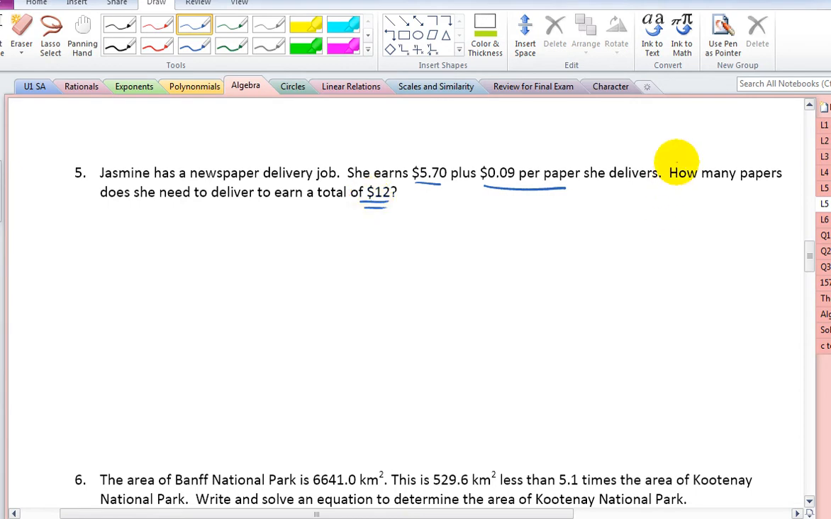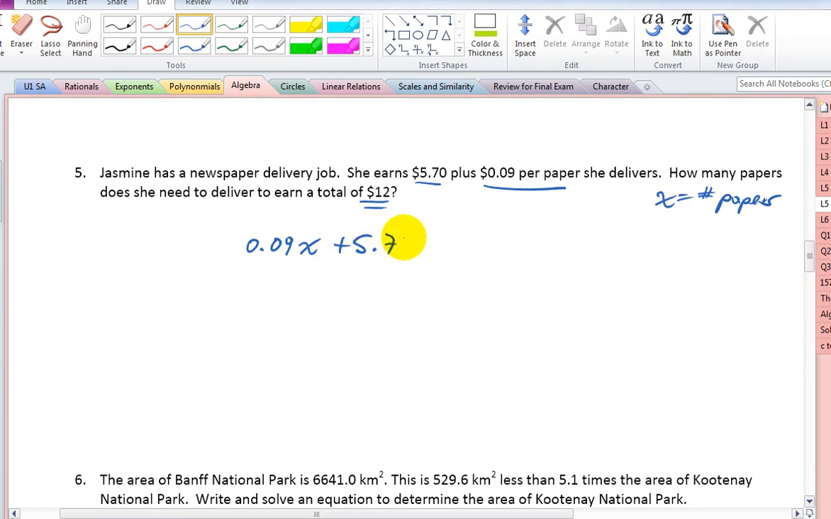So, what does X equal? What's the question? How many papers? So, X equals the number of papers. So, 9 cents per paper. How are you going to write that? 0.9 times X. It's like when you go to the candy store, right? If you buy 10 candies, you have to multiply it by the price. But here she gets paid 9 cents, but you still multiply it by how many papers she delivers.